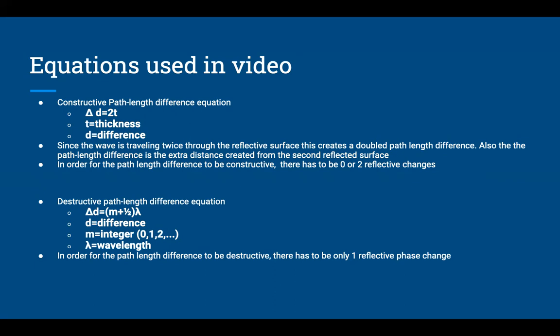So here we have the destructive path length difference equation. The difference is equal to an integer plus a half of the wavelength. In order for the path length difference to be destructive, there has to be only one reflective phase change.